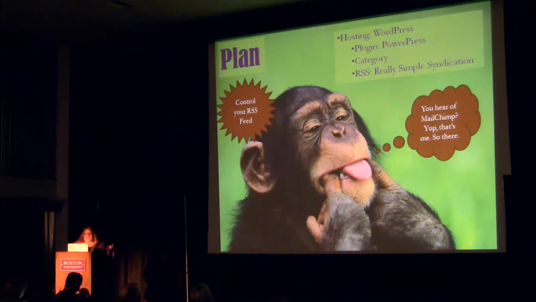So hosting on your WordPress blog, you will have a plugin called PowerPress. That's the only one that I'm really suggesting. And we'll get back to talking about the RSS feed. You're going to control that by using your blog as the RSS feed. You could use FeedBurner if you want, but then if FeedBurner goes down, then you might be screwed.